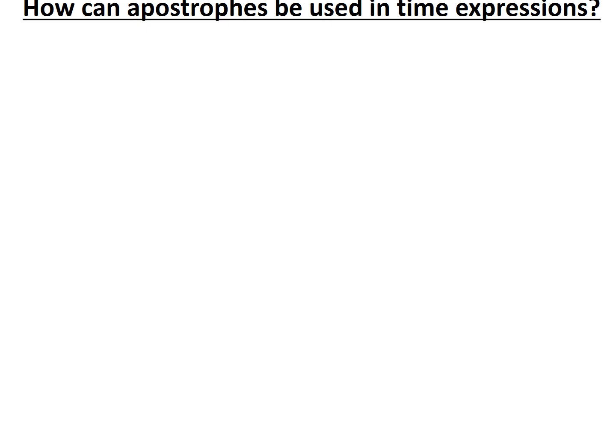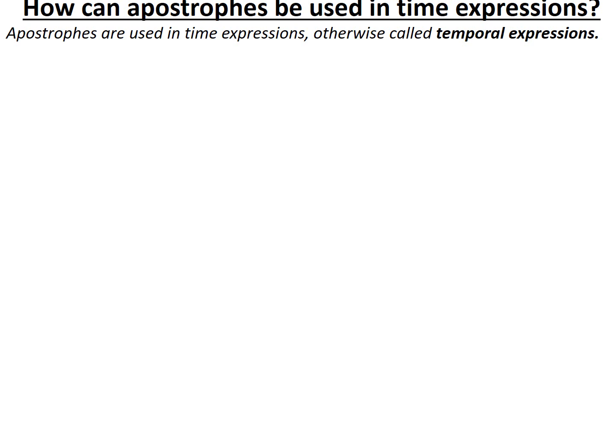In this video we'll be answering the question, how can apostrophes be used in time expressions? Apostrophes are used in time expressions, which are also called temporal expressions. Now, whether you refer to them as time or temporal expressions, we're referring to language that considers time as it changes.